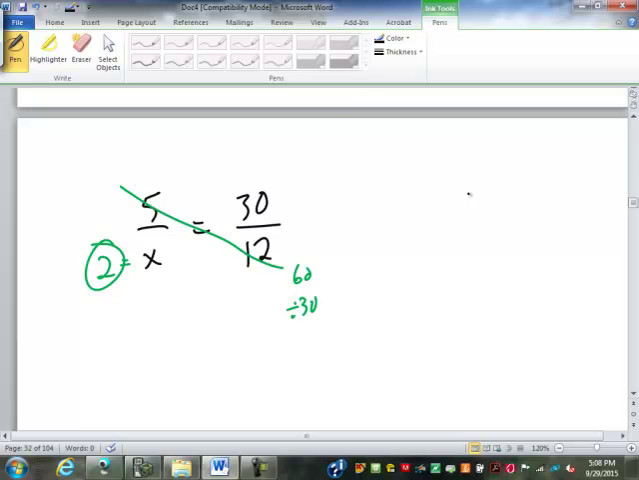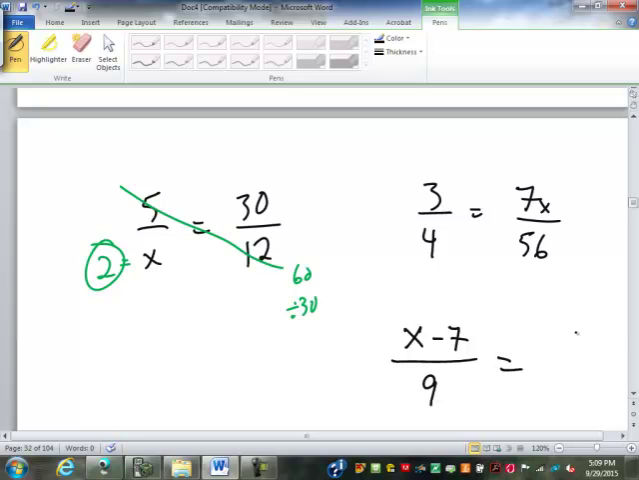Or you might have something like 3 over 4 equals 7x over 56. Cross multiply and divide, or do the cross multiplication and solve to figure out what x has to be. Or even possibly like x minus 7 over 9 equals 12 over 27, find x. Things like that.